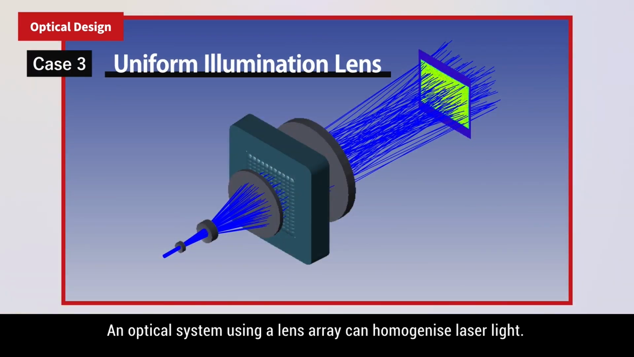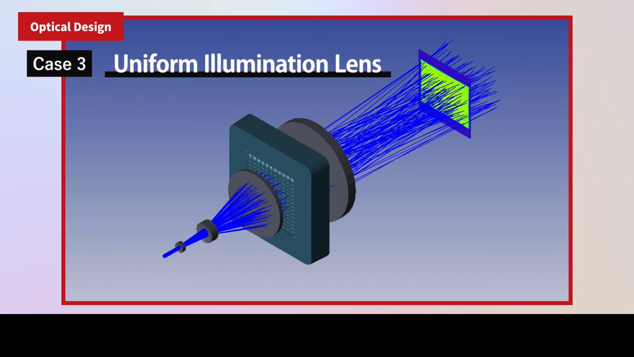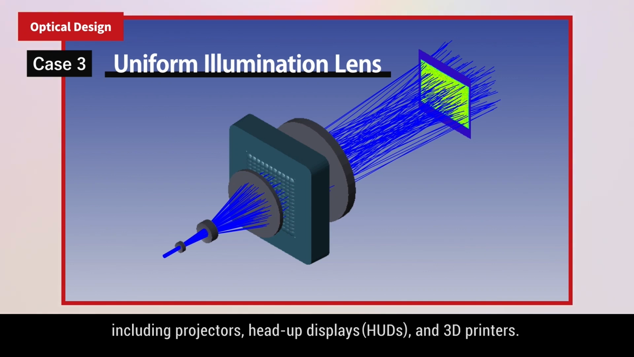An optical system using a lens array can homogenize laser light. It is commonly integrated into optical systems, including projectors, head-up displays, and 3D printers.